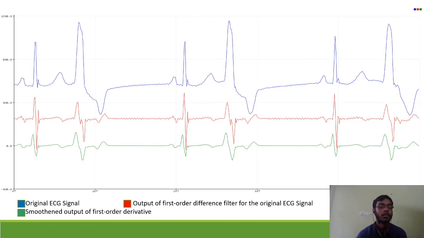And in the fourth one, we are told to apply first order difference filter first and then smooth it out using moving average filter. So we have done that. The blue one is the original ECG signal, red one is the first order difference filter output, and you can see the high slope portions are emphasized more, but we have to remove that. So we applied moving average filter on the first order difference filter. So we get this smooth first order derivative filter output.